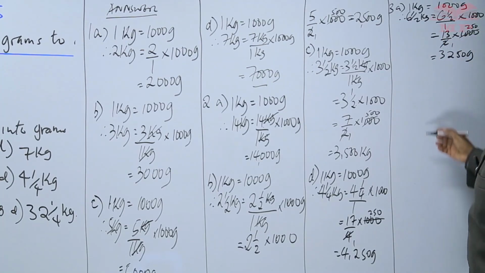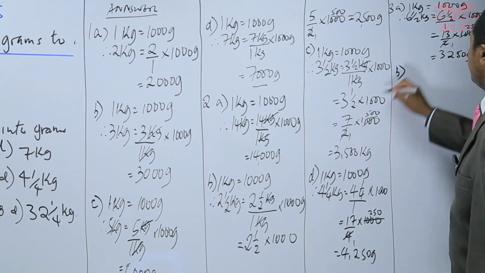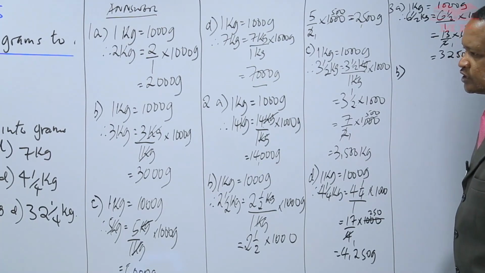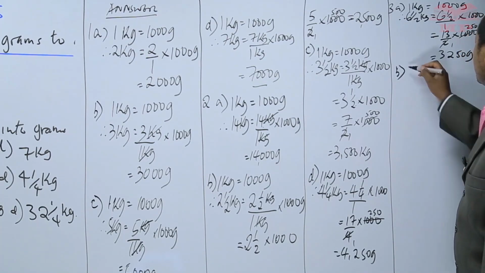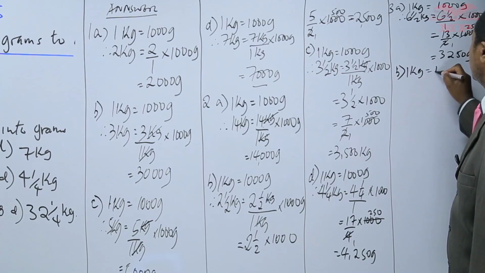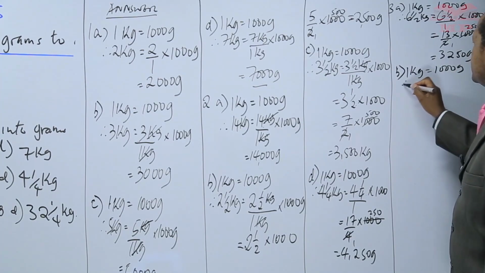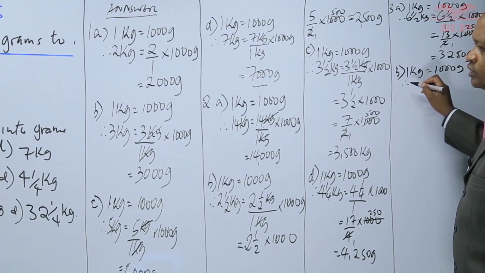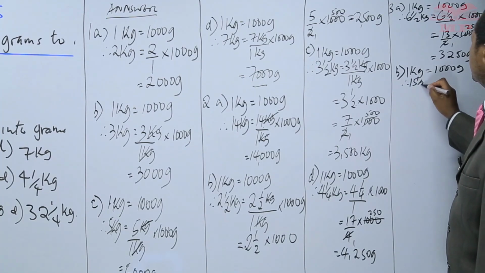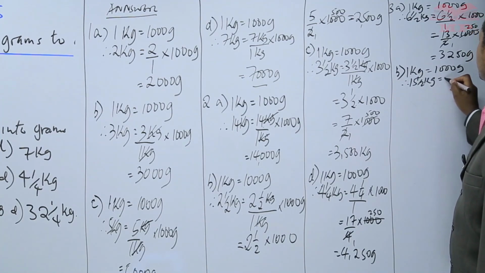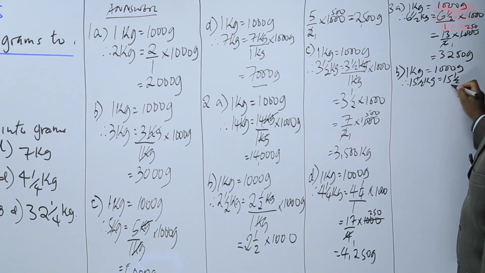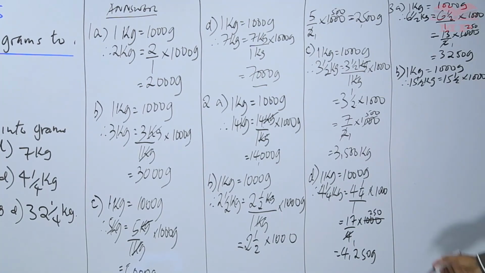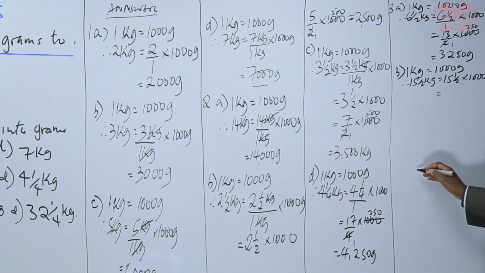We are now on B. We want to convert 15.5 kilograms into grams. 1 kilogram is equal to 1,000 grams. Therefore, 15.5 kilograms will be equal to 15.5 times 1,000.